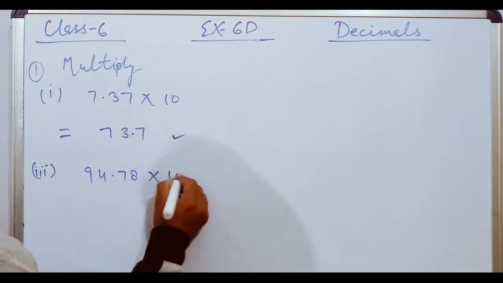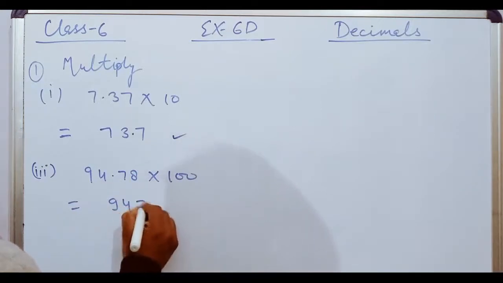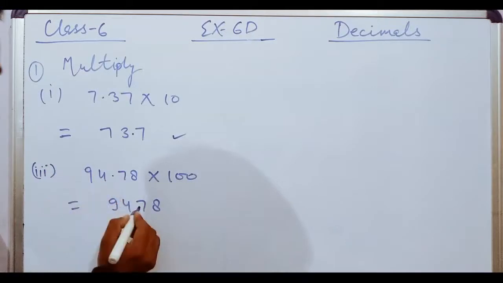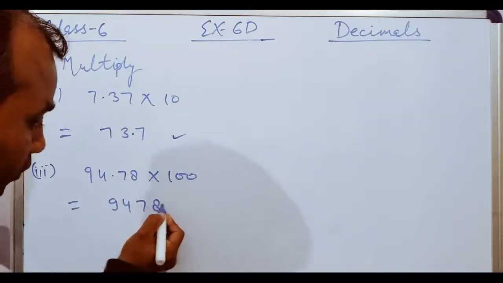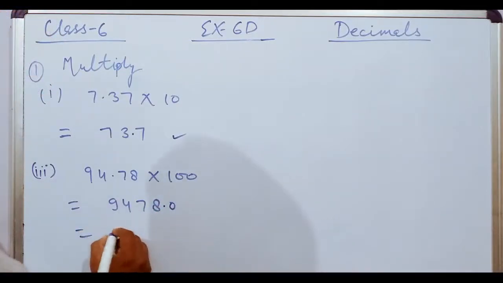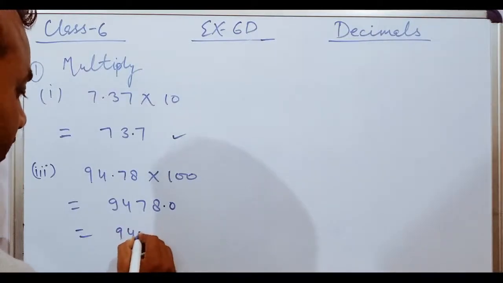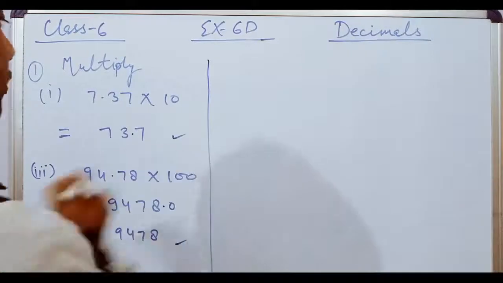Now third part, 94.78 into 100. We will write down 94.78. See, we are multiplying by 100, so it was here, 1, 2. Here we will put the decimal. Here we can write 9,478 is the answer. Another method.